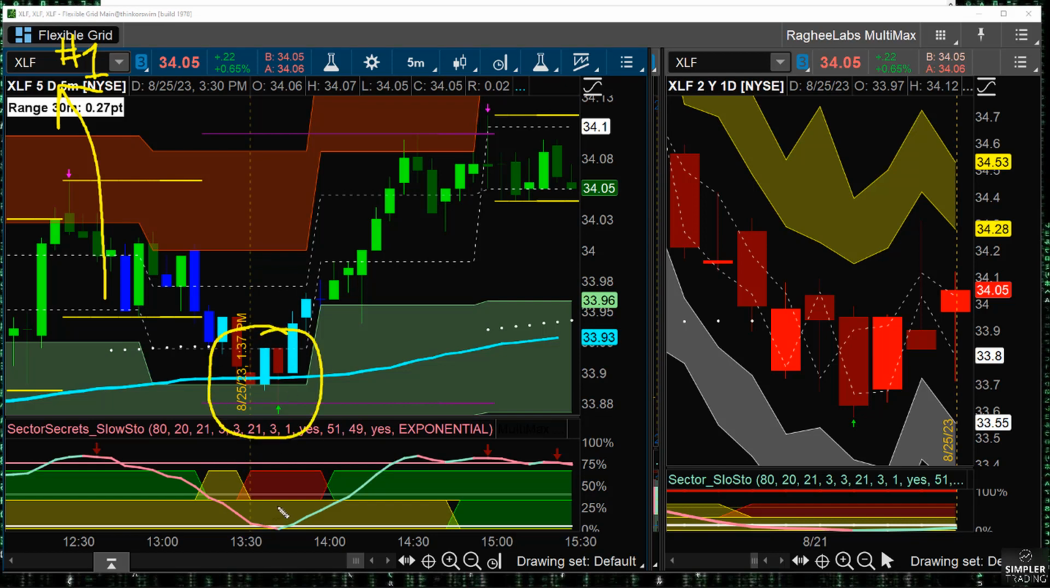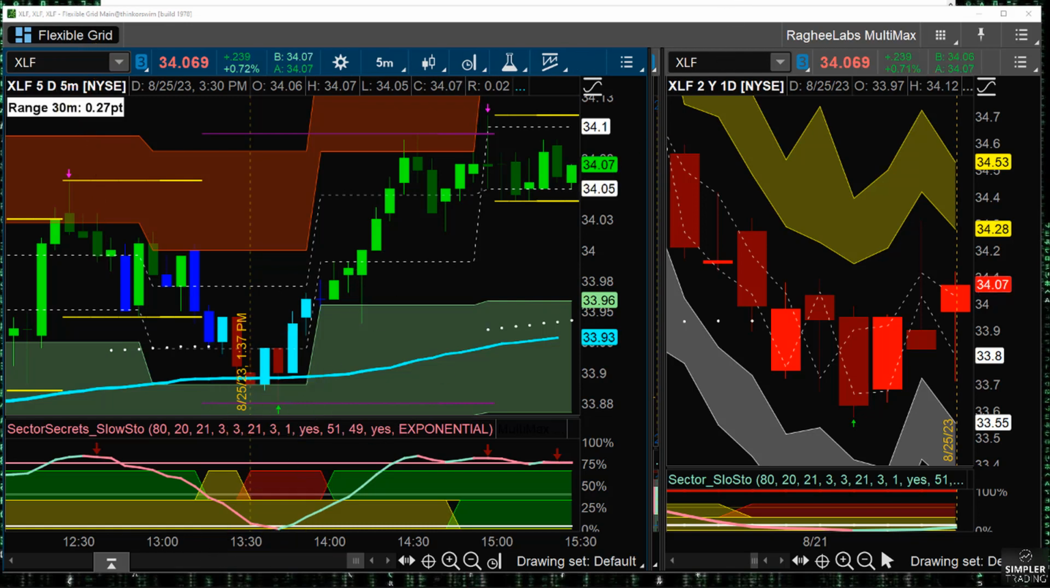There you go. And actually, this one might even be better because the stochastic was right there down near the low. There's your subsequent trade. Look at when we start scanning, 1:35. That's so important. All right.